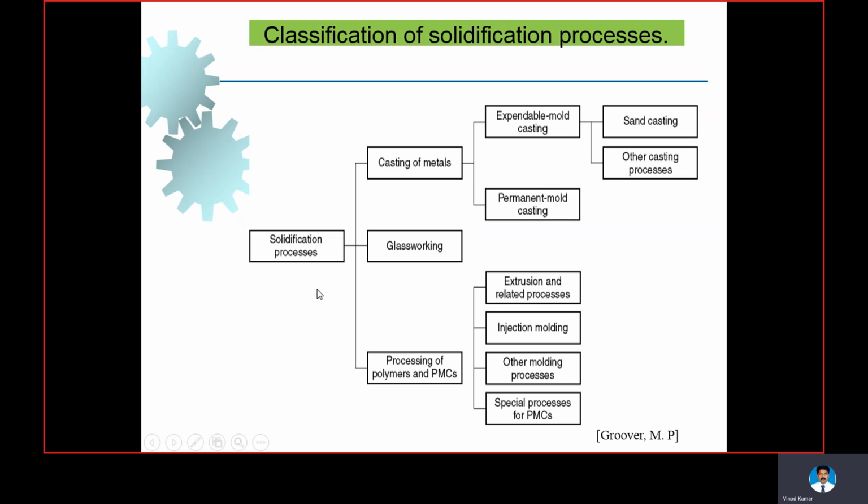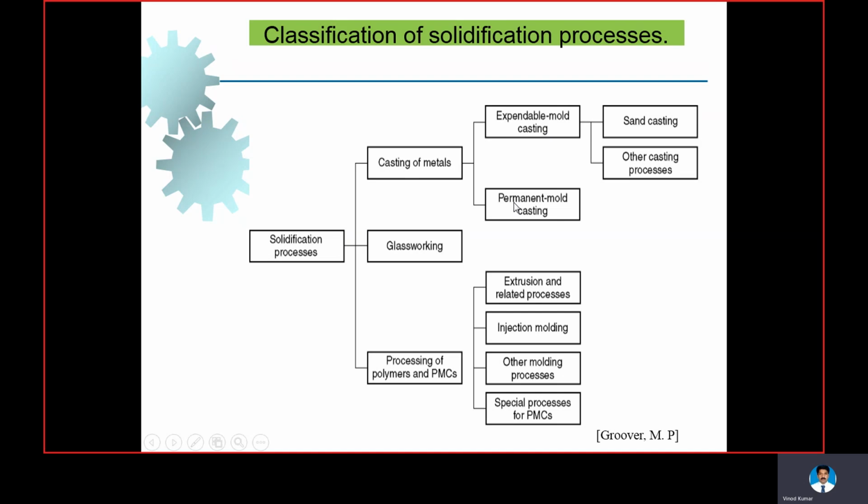Now the solidification process can be divided into casting of metals, glass working, and processing of polymers. Today we are going to discuss casting of metals. There are two types of casting. Expendable casting means sand casting. We use the mold only one time, and after the casting process we break the mold and take out the product. So only one time we can use the mold.